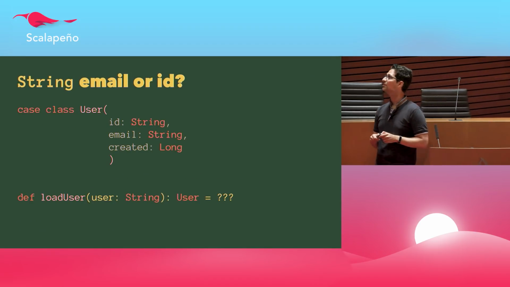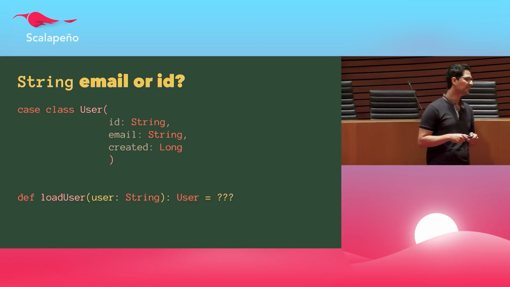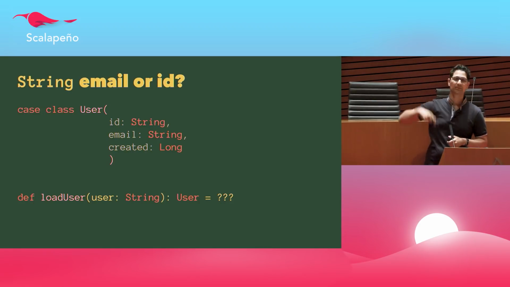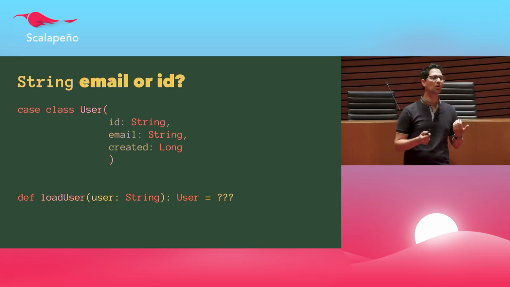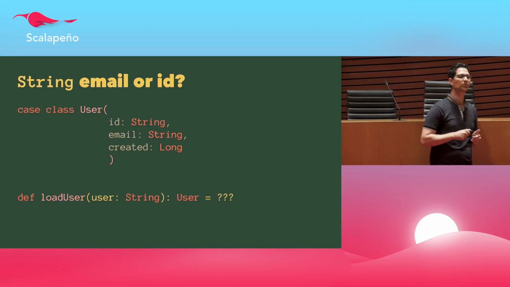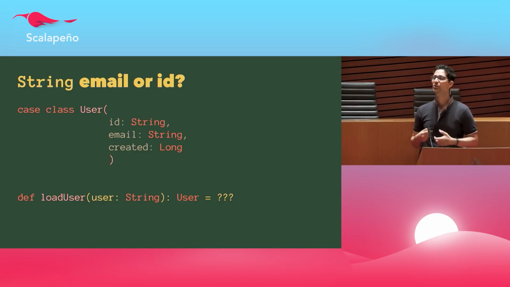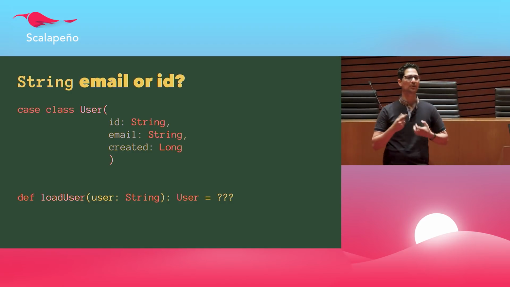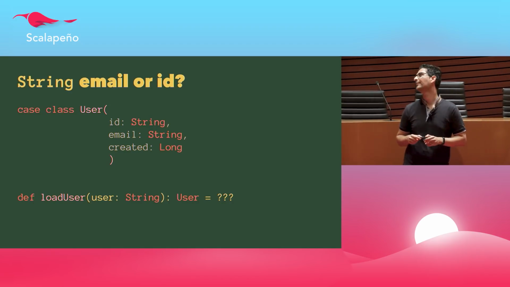All right, so what about this function, the load user function? Well, you've seen it in a lot of code bases. These strings everywhere, these ints, this long, so you don't really know what it is. Right here, this load user could use the ID, could use the email. You don't know. You want to encode your data to make you think less about all these possibilities. You want the compiler to work for you.